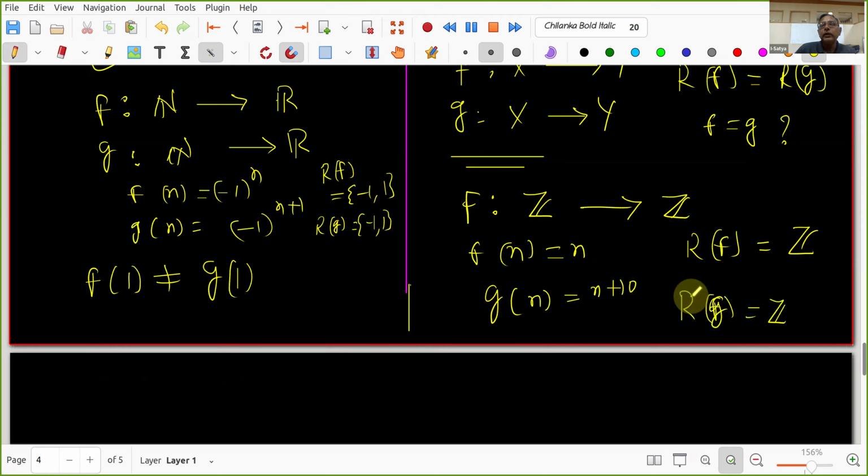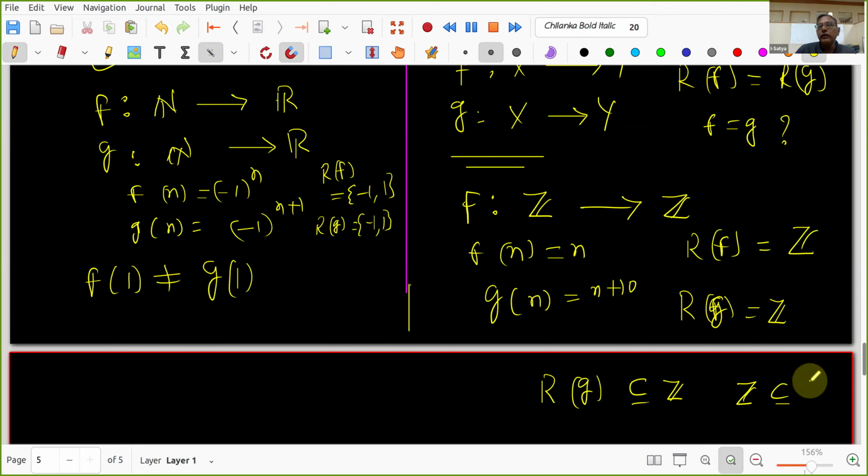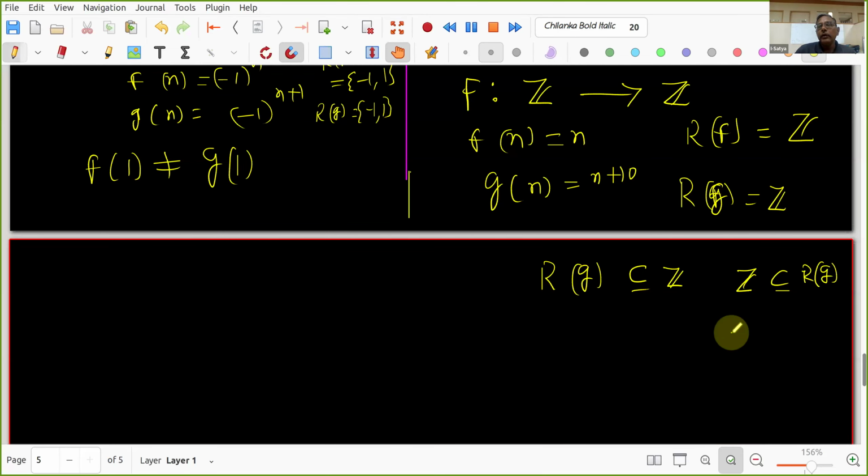So these two functions' ranges are equal, but you need to prove it. One direction is easy. We need to prove this for the range of g. We know that it is a subset of Z by definition because it is a subset of the codomain. But we need to prove the other direction also. How do you prove that Z is a subset of the range of g? You take an element y here. So y is equal to g of something. What is that? This you need to tell.